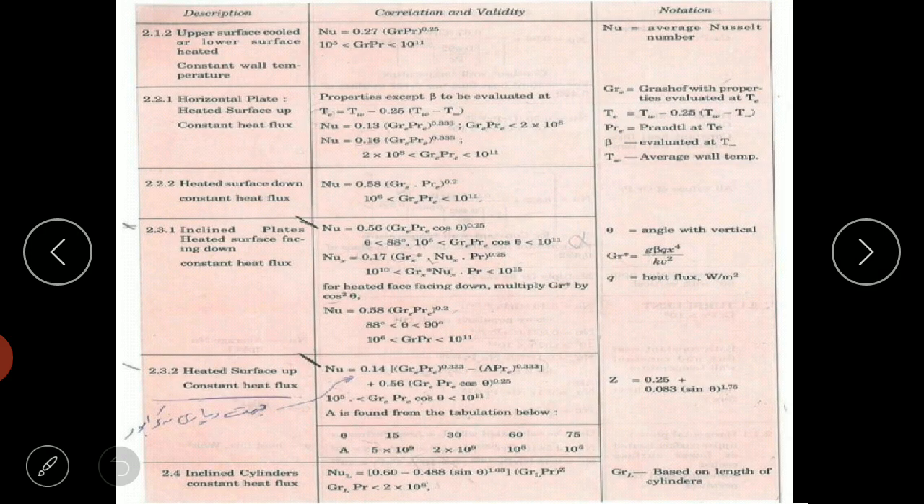Second case will be upper surface cooled. Okay, that means lower surface will be heated. Okay, you can read here. Upper surface cooled means lower surface will be heated, and this is the formula for constant wall temperature. For this case only we have one formula. The range is wider, 10 power 5 to 10 power 11 of GrPr. So this is the formula.